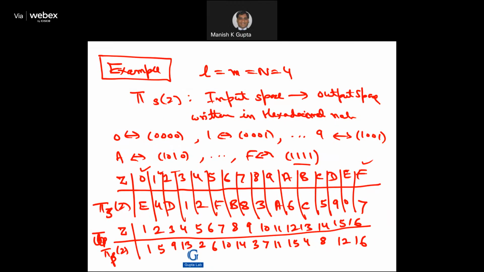I have shown you one example, where l is equal to m is equal to 4, and our two functions. One is the substitution. We talked about hexadecimal numbers, the 16 numbers from 0 to 9, and then A to F, each one being 4 bits. So this pi s is basically the substitution of these 4 bits with respect to this order. And then there is a permutation of all bits in some order. We apply this permutation to 16 bits and we get these 16 bits.